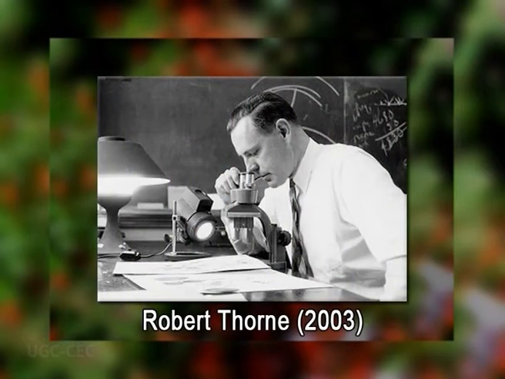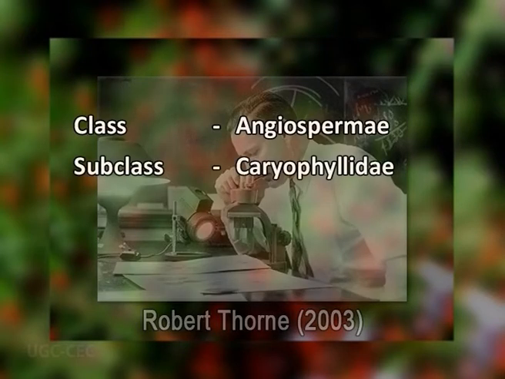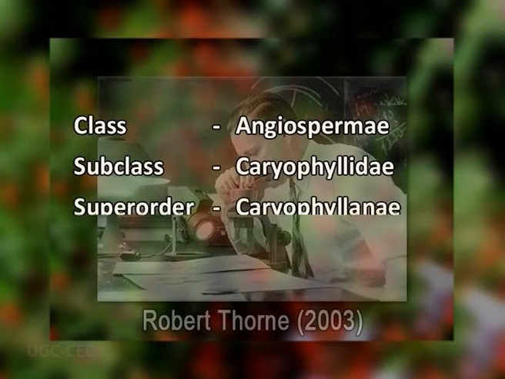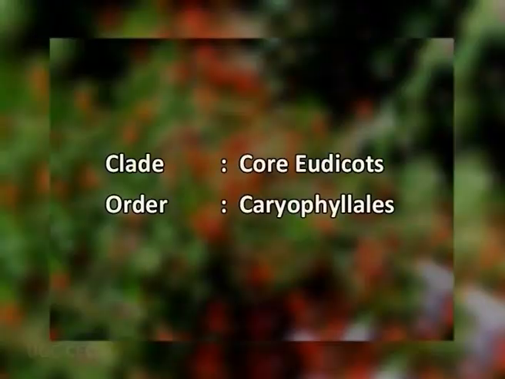Robert Thorne also gave a classification wherein Amaranthaceae is classified under the class Angiospermae, subclass Caryophyllidae, superorder Caryophyllanae, and the order again Caryophyllales. The Angiosperm Phylogeny Group also has proposed a classification for angiosperms wherein this family Amaranthaceae is placed under the clade Core Eudicots, and the order is obviously Caryophyllales.